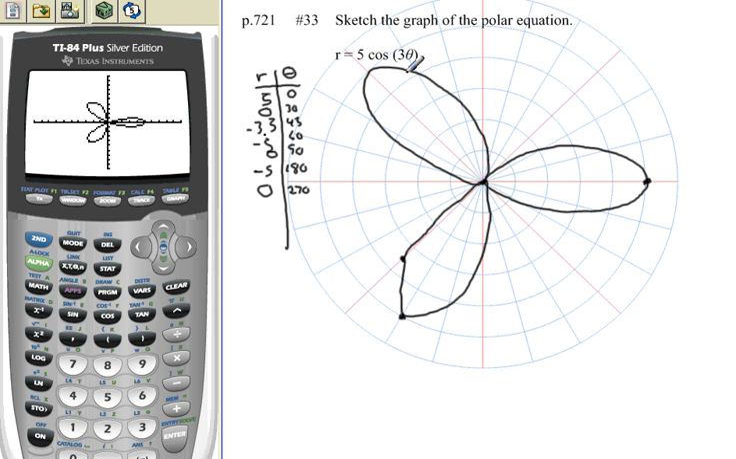Notice there are 3 petals because of this number 3 right in here. The length of each petal is 5 because of this number right here. And there's the graph of this polar equation. We could have gotten that graph without our calculator by picking more precise angles, but I think you'll agree using the calculator is much easier, takes much less time.